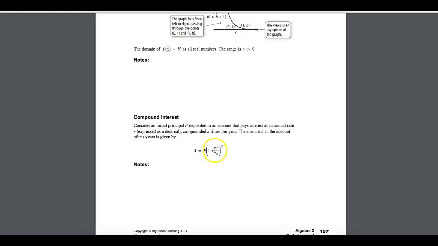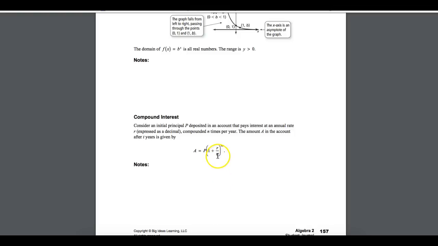1 plus, we have R, which is a decimal. That is your interest rate. So remember from class, we were converting percentages into decimals. So be careful that when you convert a percentage like 10% to a decimal, that's 0.1. Remember, when you do 1% into a decimal, it's 0.01.